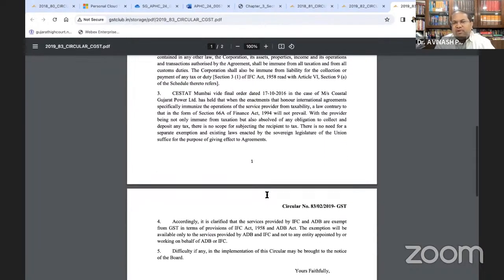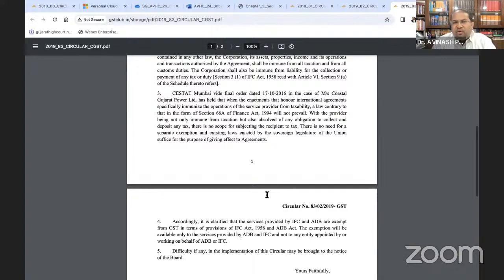Now further it says, vide Mumbai final order dated 17th October 2016 in the case of Coastal Gujarat Power Limited, it has held that when the enactments that honor international agreements specifically immunize the operations of the service provider from taxability. I'm reading it again. In the case of Messrs. Coastal Gujarat Power Limited, it has held that when the enactments that honor international agreements specifically immunize the operations of the service provider from taxability, a law contrary to that in the form of 66A of the Finance Act will not prevail. This was in relation to the service tax.